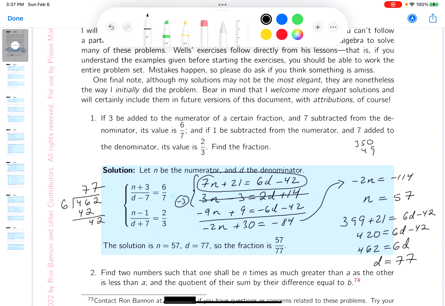Now, by the way, someone says, what was the question? To find the fraction. Well, what's the fraction? It's 57 over 77. All right, thank you.